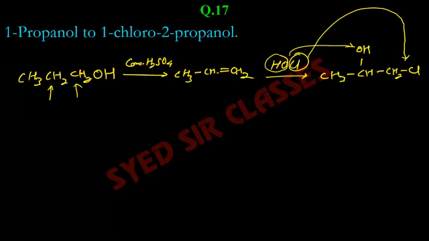Aditya, no, we can't use that one, because that is from haloalkanes. If you want to convert haloalkanes to alkenes, then you use alcoholic OH. Hypochlorous acid, Tanishka.